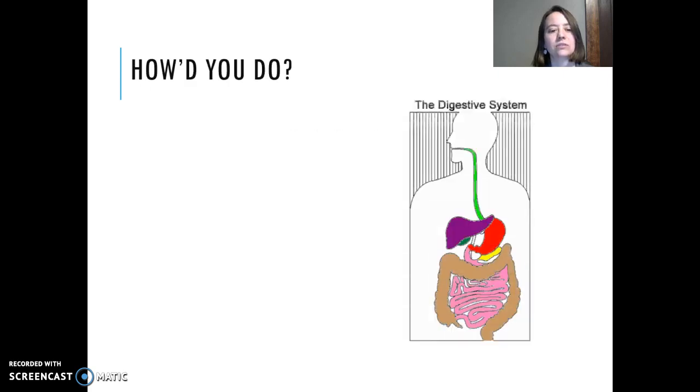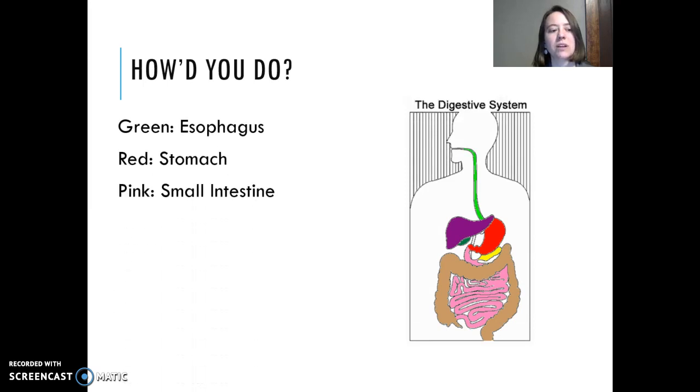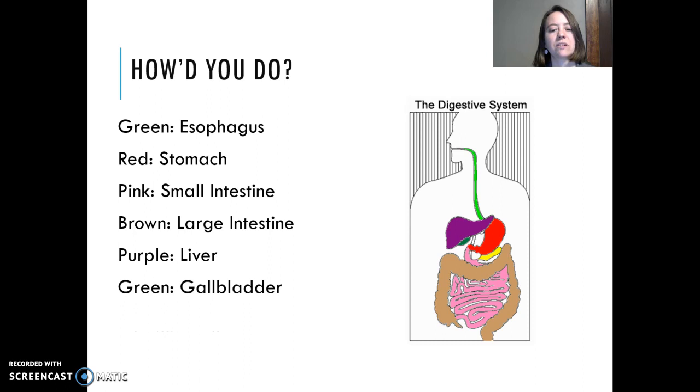Okay, how did you do? The green was the esophagus. Red was the stomach. Pink was the small intestine. Brown was the large intestine. Purple is the liver. Green is the gallbladder. Yellow is the pancreas. Good job.